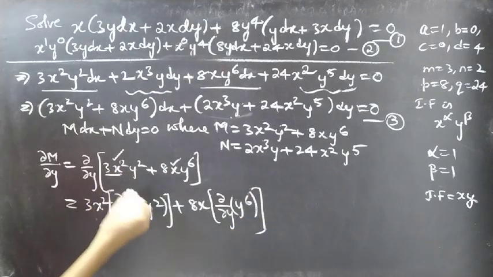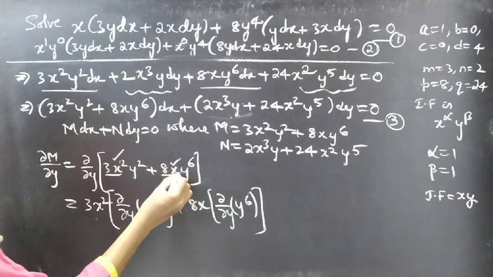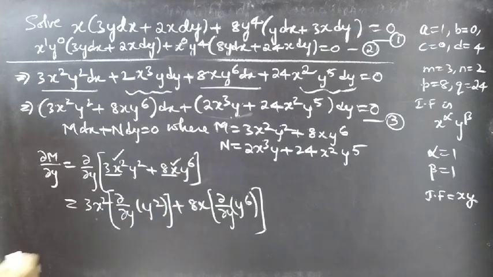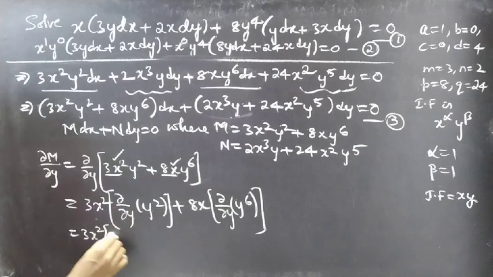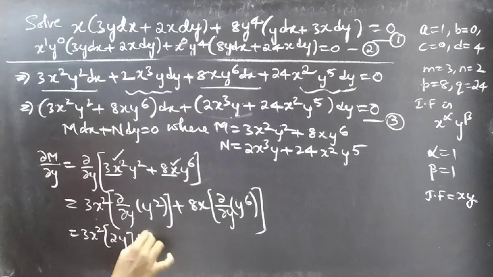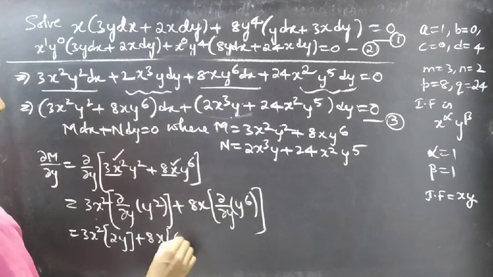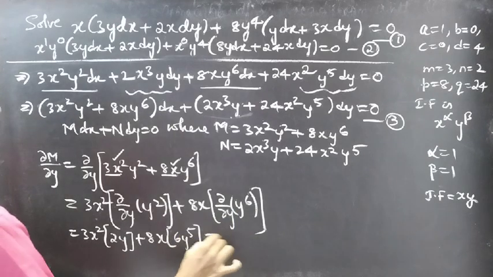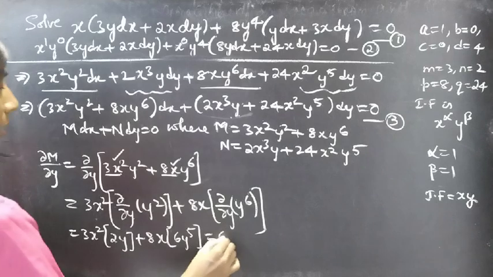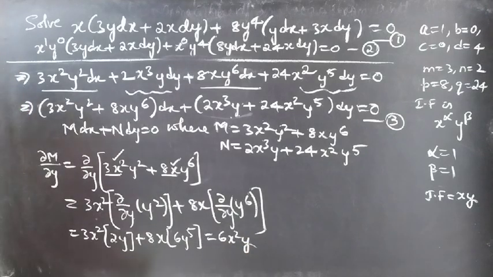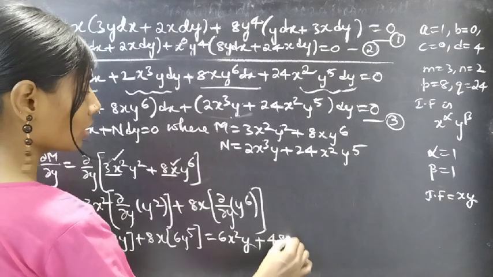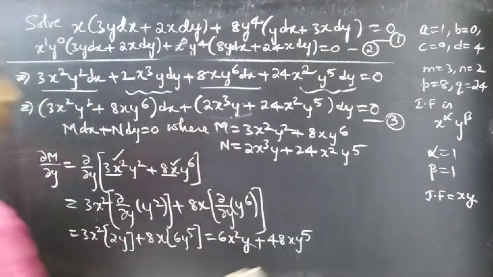Here 3x² is constant, here 8x is constant, right? So this gives us 3x² into the partial derivative of y² with respect to y, which is 2y, plus 8x into the partial derivative of y⁶ with respect to y, which is 6y⁵. This gives us 3 2s are 6, 6x²y plus 8 6s are 48, 48xy⁵.